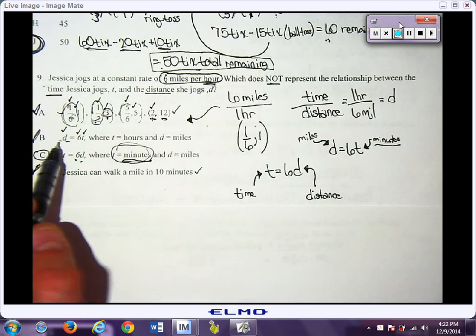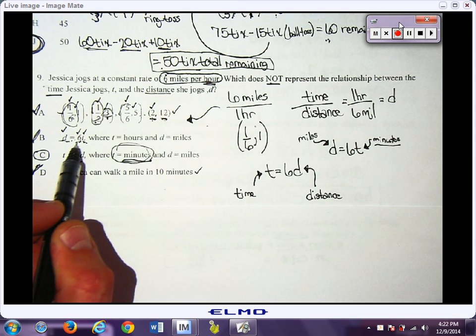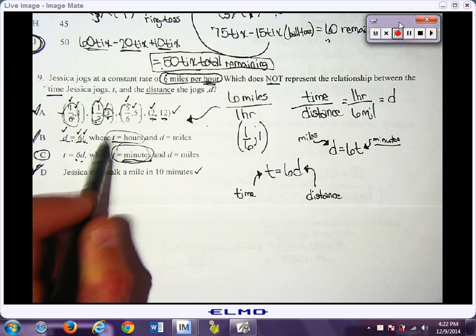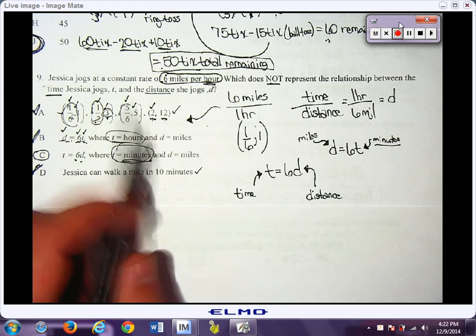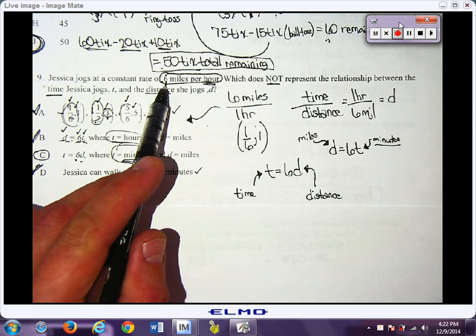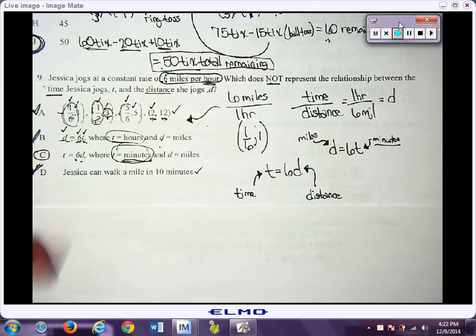Part B says how far she goes depends on this equation, 6 times t, where 6 is her speed, 6 miles an hour, and t is the number of hours she goes. And that makes sense. If she jogs 6 miles an hour for 1 hour, then her distance is 6 miles. 6 miles an hour for 2 hours, that would be 12 miles. This one works, so that's still good.